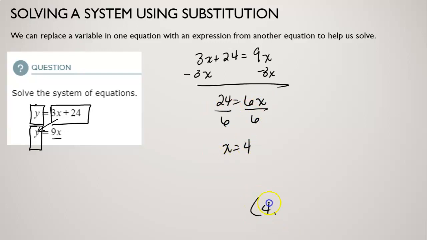Remember, though, this is a system, so it should be 4 comma something. I need a point of intersection. You can use either equation, but I'm a lazy mathematician. I want to get something that's going to give me the correct answer, and I'm going to show my work, but I'm going to do it in the easiest way possible. That second equation is the shortest. 9 times 4 is 36, so my solution should be 4 comma 36.